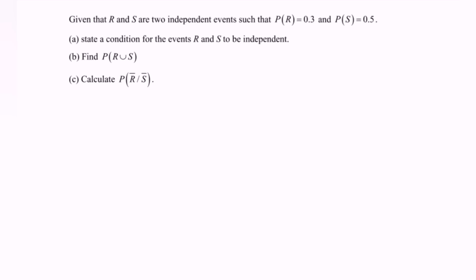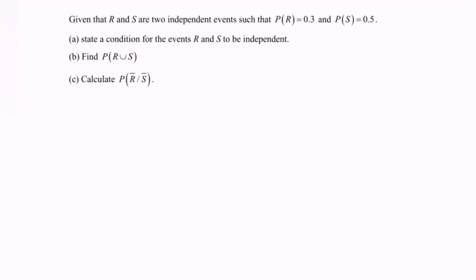In this video, I'm going to discuss the example for probability. Given that R and S are two independent events such that the probability of R is equal to 0.3 and the probability for S is equal to 0.5. State a condition for the events R and S to be independent.